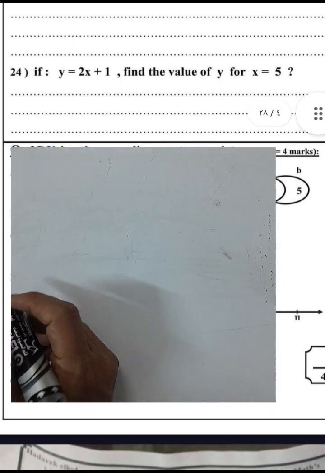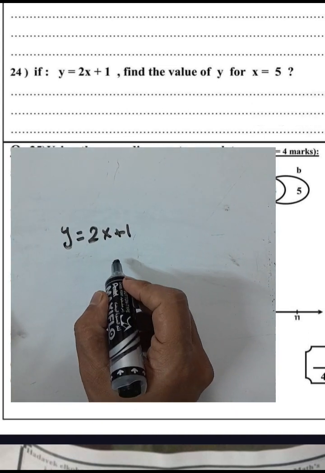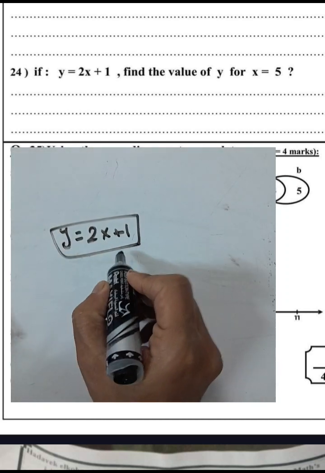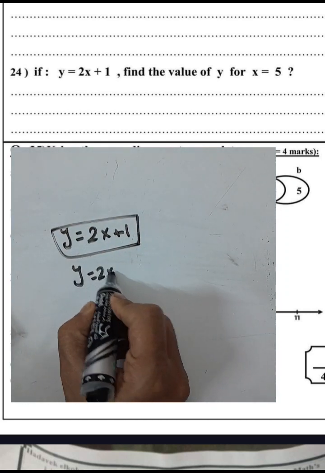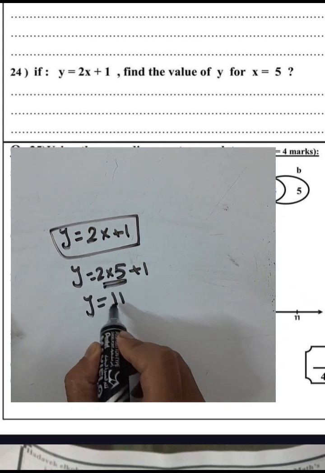If y equals 2x plus 1, find the value of y where x equals 5. Then y equals 2 times 5 plus 1. 2 times 5 is 10, and 10 plus 1 equals 11. The value of y here will be 11.